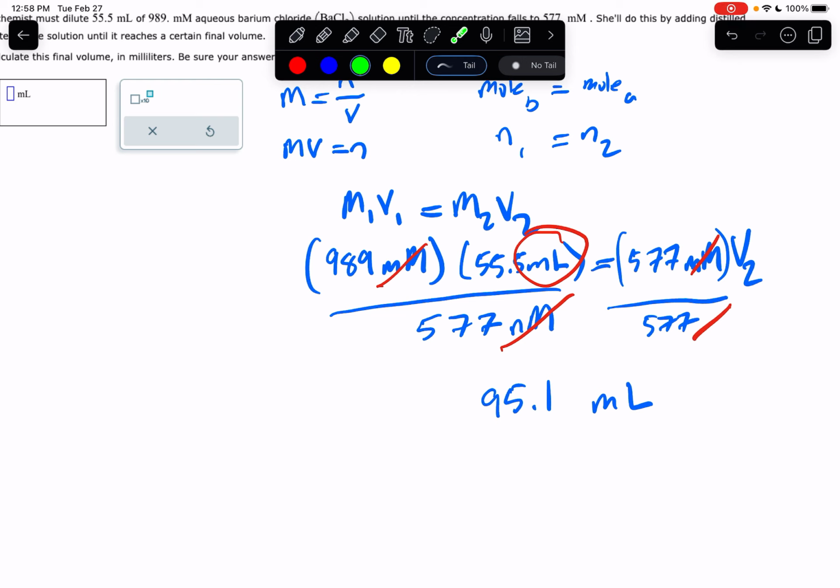If I decided I wanted to convert this into liters, that would have been fine, but at the end I would have had to convert back to milliliters. Hopefully this is helpful.